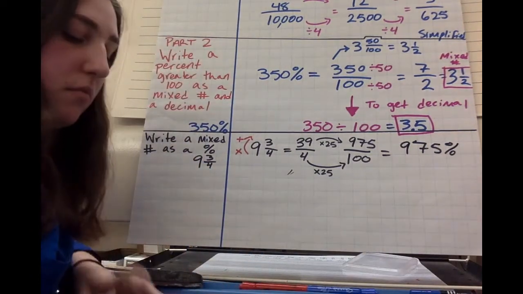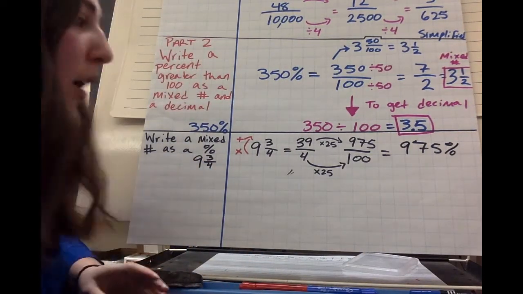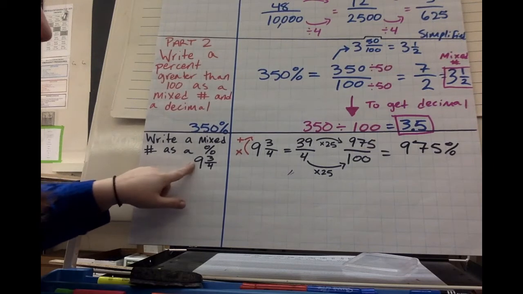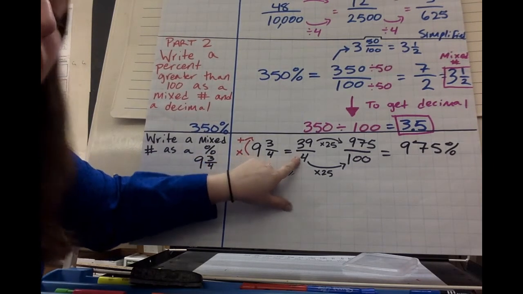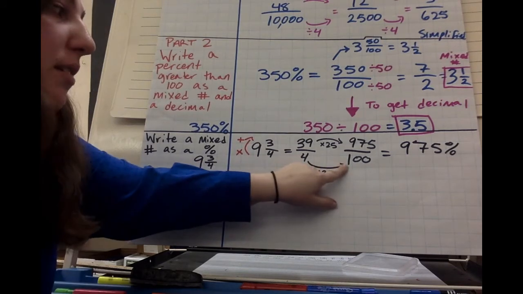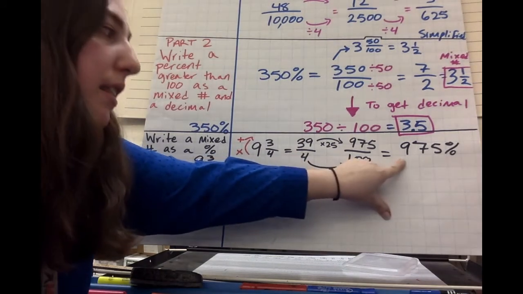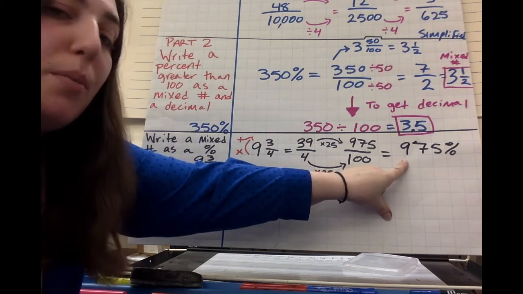So that means I have 975%. And that's how you write a mixed number as a percent. First, you need to change the mixed number to an improper fraction. Then it needs to be something out of 100. And then you can get your percent.